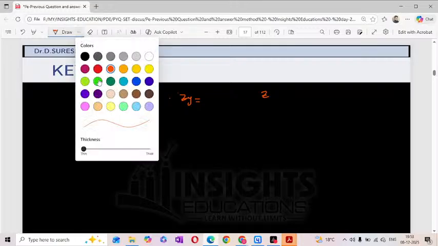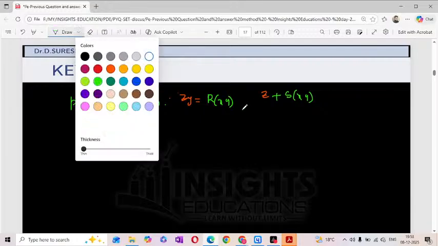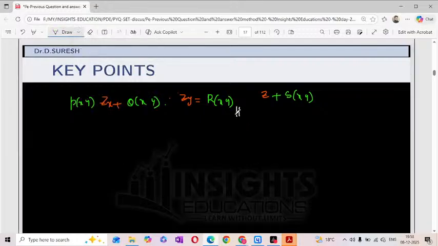And here there are no restrictions on independent variables. No restrictions on independent variables means the coefficients are functions of x, y, z. Okay, now this is the linear differential equation. That is the first one.